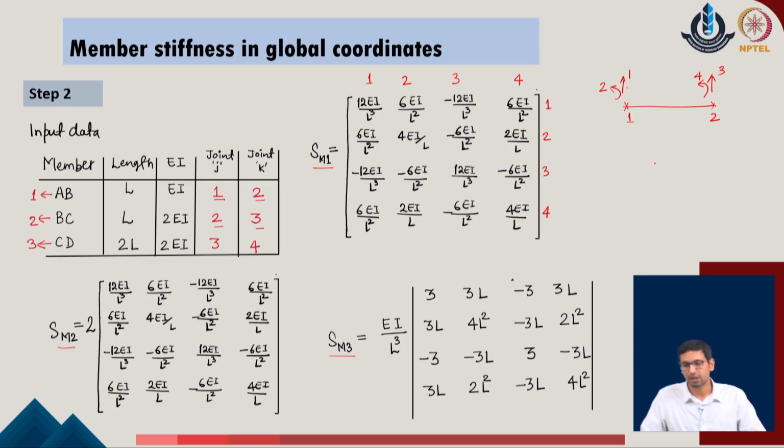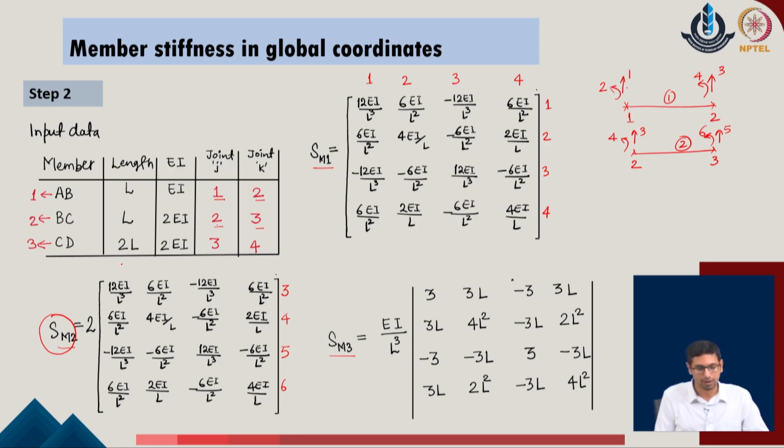Similarly, I move to member 2, and I realize that the respective ends, or joints, of the given system are defined as 2 and 3. Corresponding to joints 2 and 3, I define the respective degrees of freedom, which are labeled as 3, 4, 5 and 6. So, the contribution of member stiffness 2, which is again in the global directions, is going to be added to degrees of freedom 3, 4, 5 and 6, that is, to the rows and columns 3, 4, 5, 6 in the global stiffness of the given system.